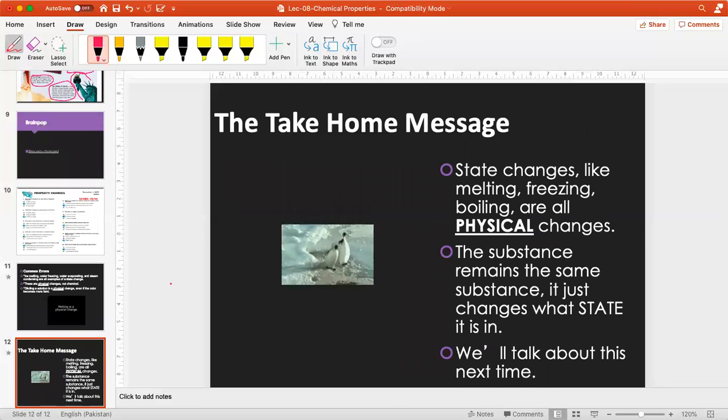So the take-home message is that state changes like melting, freezing, and boiling are physical changes, and the substance remains the substance. It just changes what the state is. For this course, we are only bound to have the introduction of these things. So it's done. This topic is concluded.